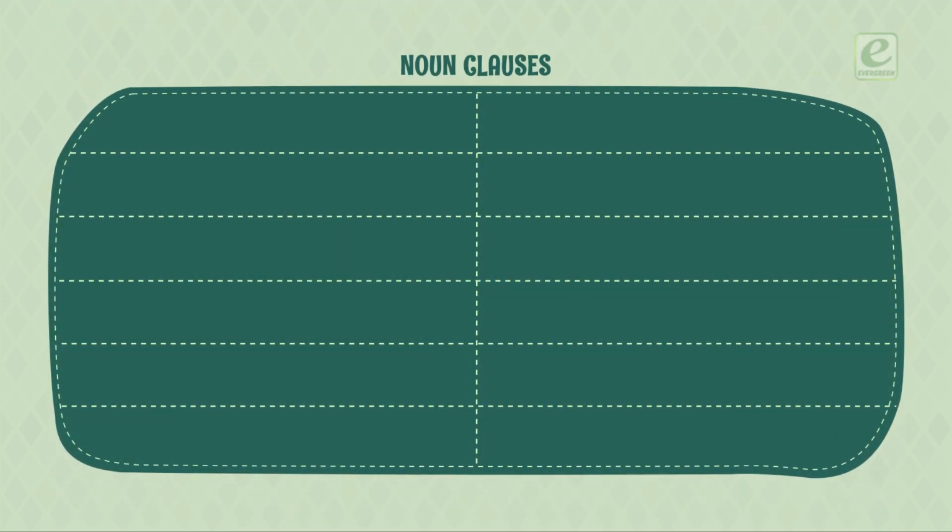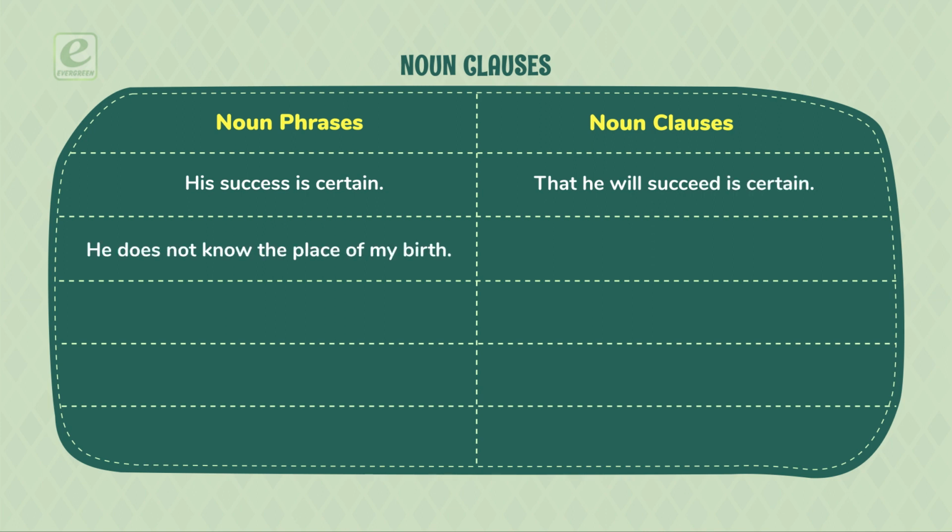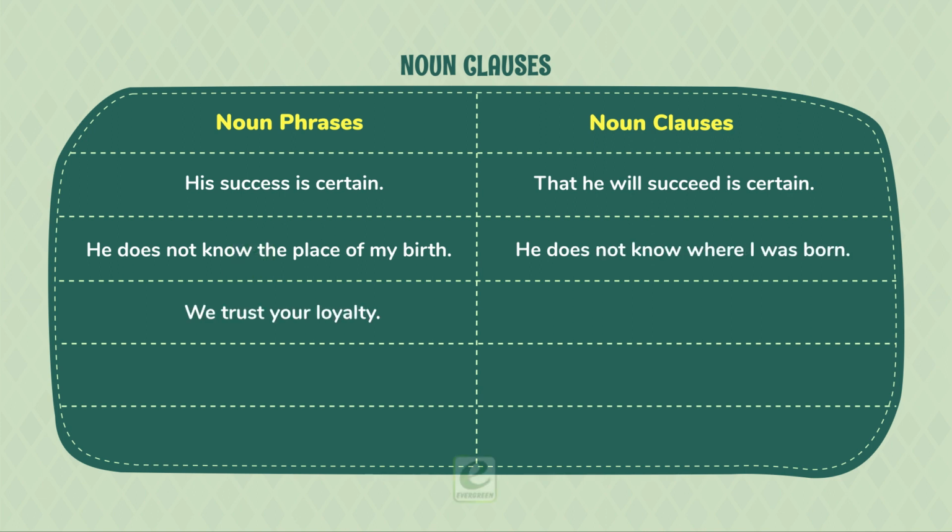Noun phrases, noun clauses. His success is certain. That he will succeed is certain. He does not know the place of my birth. He does not know where I was born. We trust your loyalty. We trust that you are loyal.